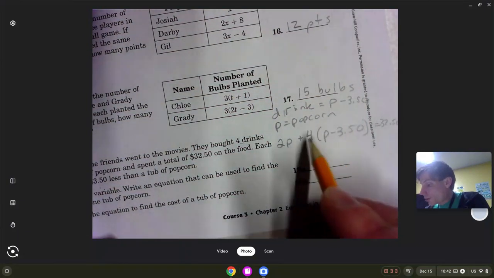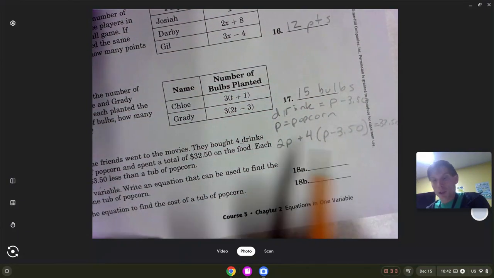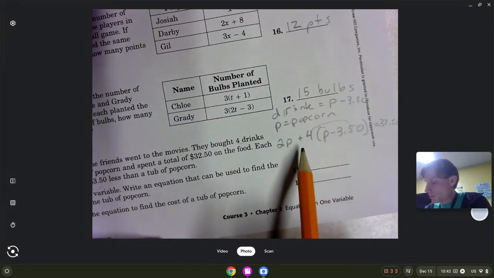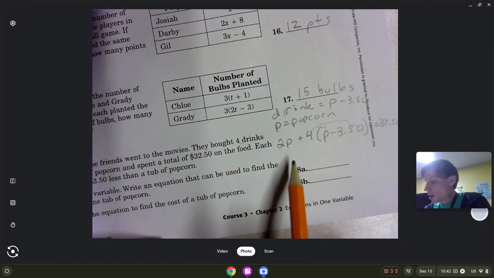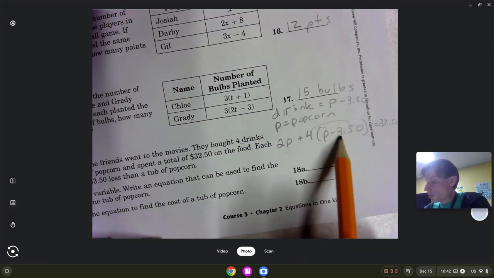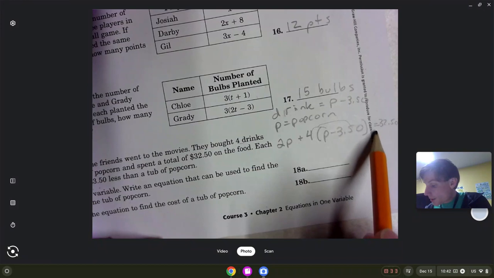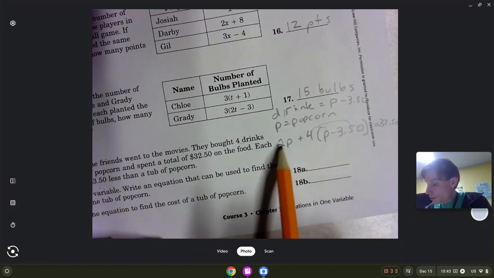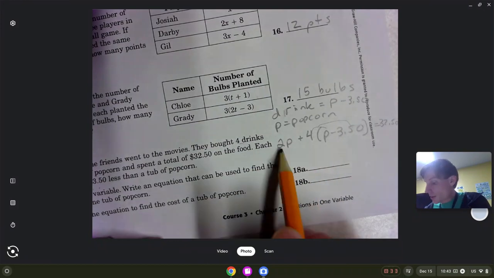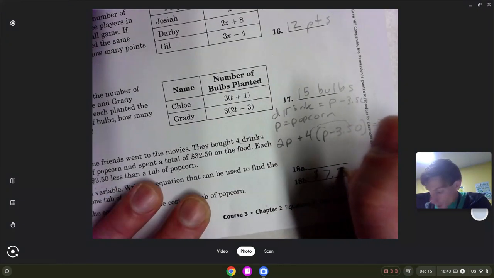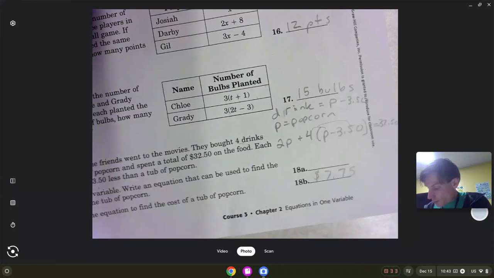If we were to solve the equation, again, for time's sake, we've been through a bunch of these, you're going to distribute it, right? Combine your p's, which ends up being 6 p's. Then you're going to get rid of this 14.00, which is now 14. You're going to add it to this side. And then lastly, you have 6 p's total, so you're going to divide by that coefficient of 6, and you'll end up with $7.75 as the price of 1 tub of popcorn.